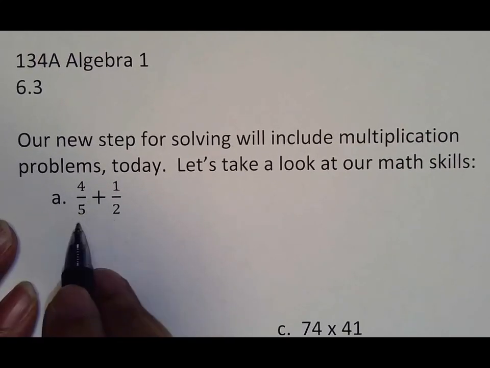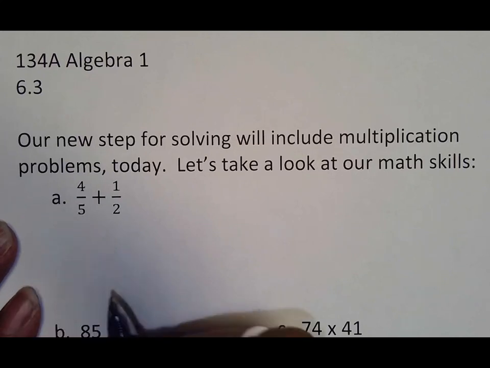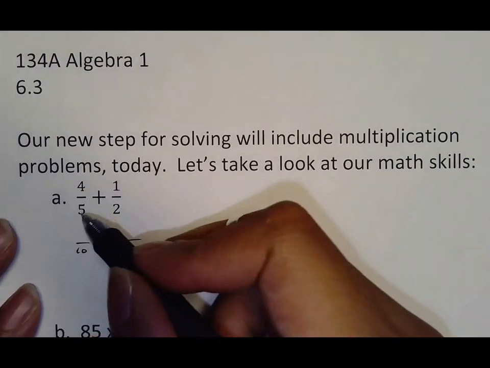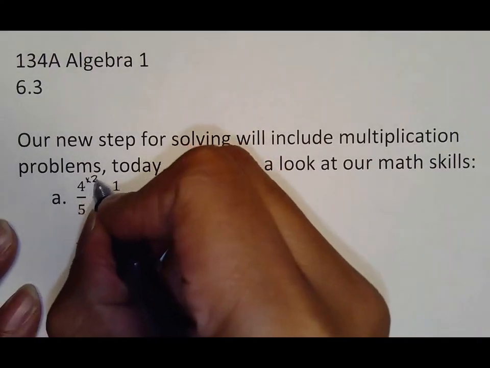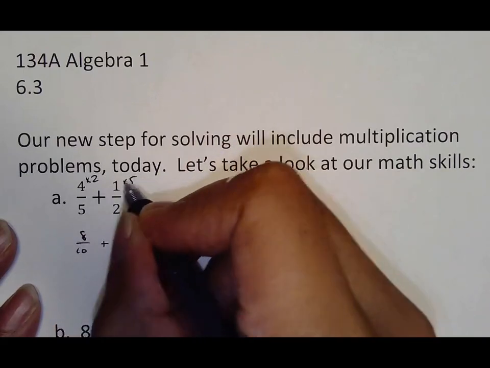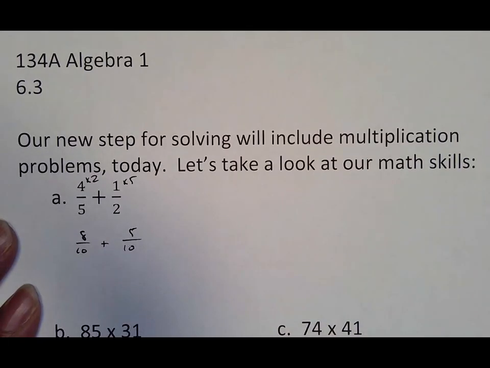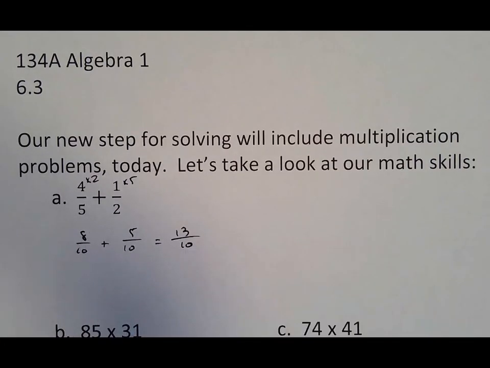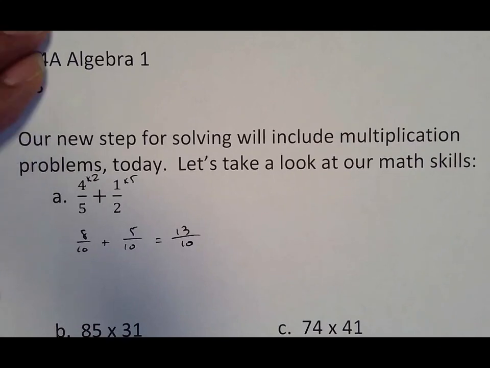5 and 2. 2 cannot go into 5, so you look at the second multiple of 5 because it's bigger, which is 10, and 2 does go into 10, which means 10 is my common denominator. You would have to multiply 5 by 2 to make it 10, so multiply the top by 2. You would have to multiply 2 by 5 to make it 10, so multiply the top by 5. In the end, add the tops. 8 and 5 make 13 over 10, which is your answer, and that is all.